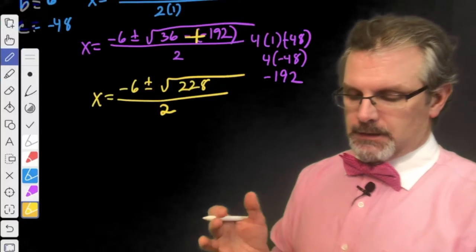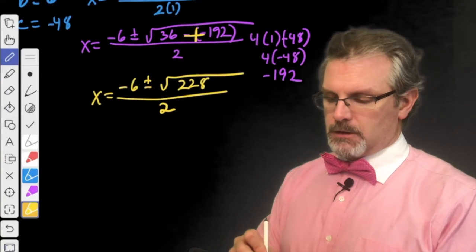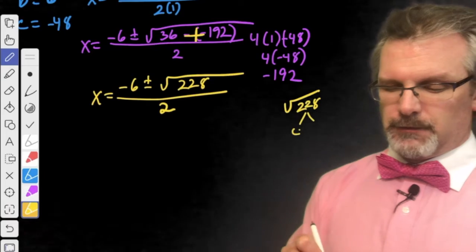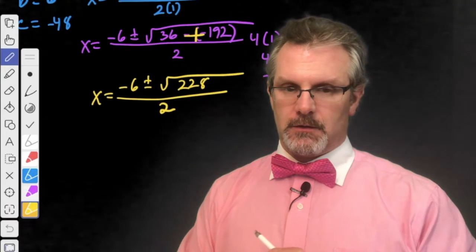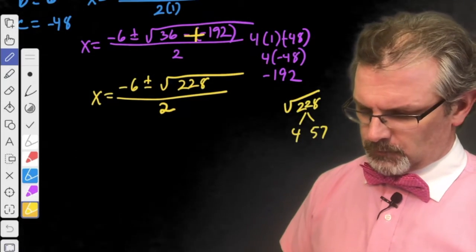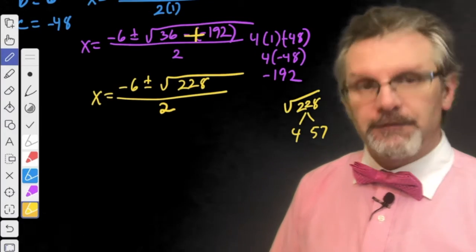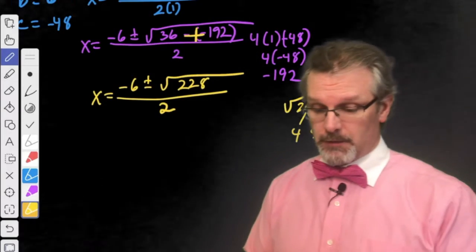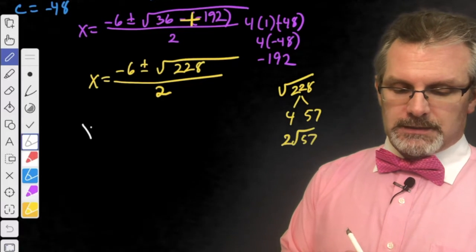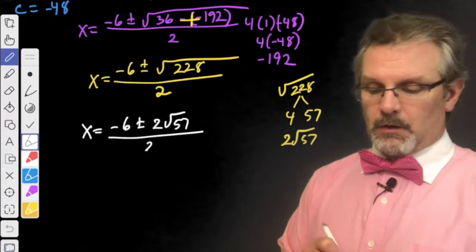All right, so now 228. Perfect squares. Let's see, thought bubble land. 228, so that's going to be 4 times 57. I have to check my calculator. 228 divided by 4, yeah, 57. Now 57 doesn't have any perfect squares in it, so this is 2 rad 57. So x equals negative 6 plus or minus 2 square roots of 57 all over 2.